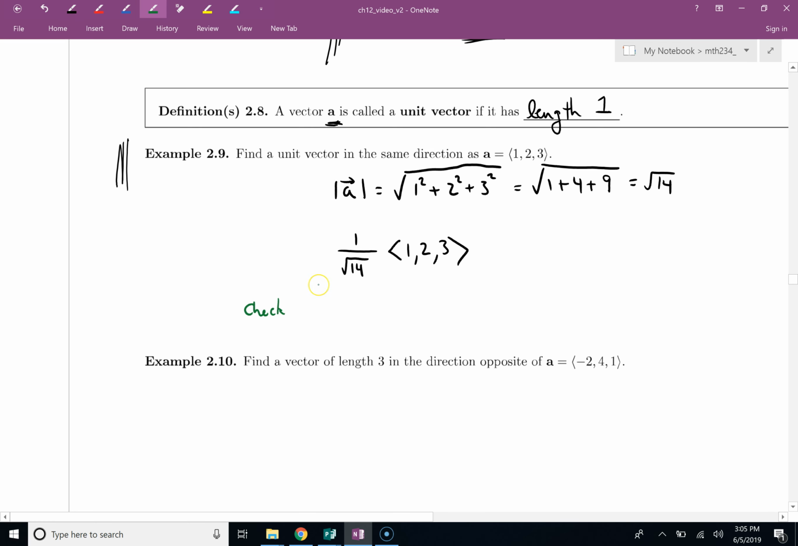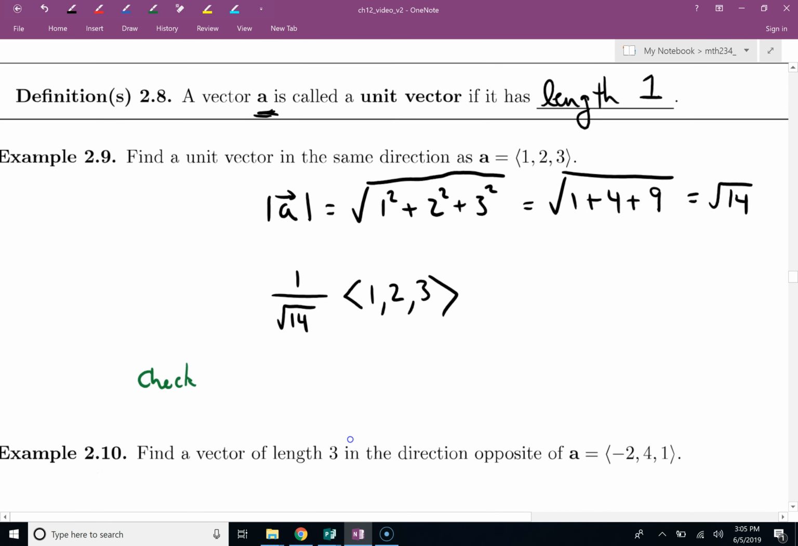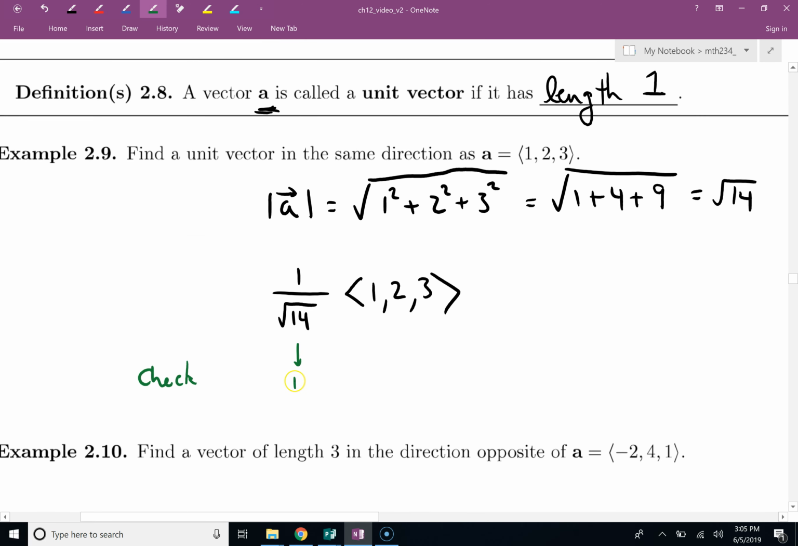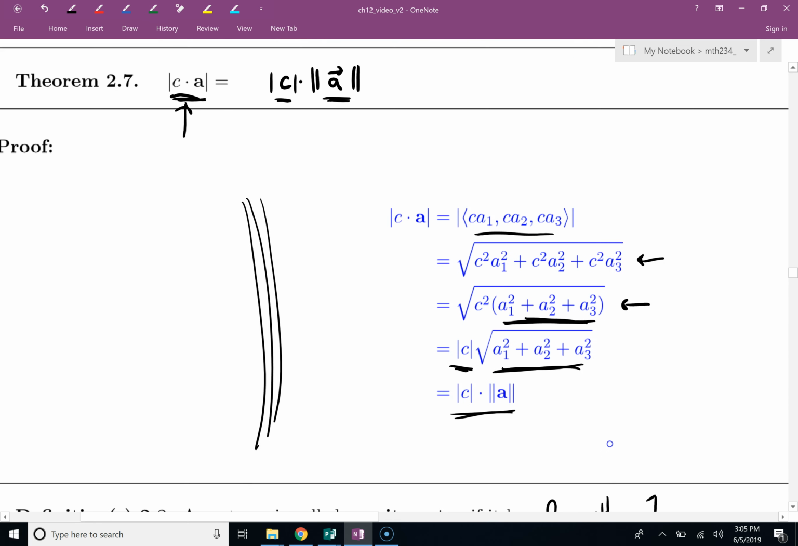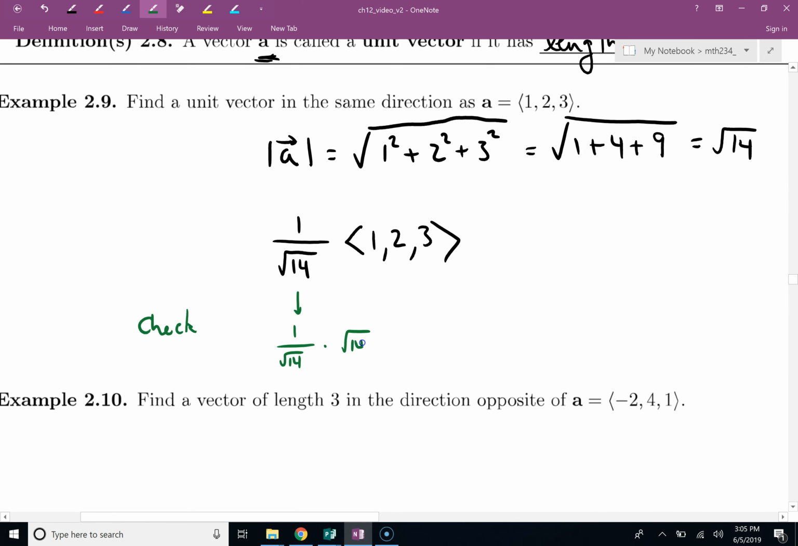So if I was to ask, what is the length of this vector right here? Well, according to our theorem up here, if you want to know the length of some vector multiplied by a scalar, you really just take the absolute value of the scalar. The absolute value of a positive number is just that positive number. Then you multiply by the magnitude of the vector, and we already found that to be root 14. So the magnitude of this vector is going to be 1 divided by root 14 times root 14. So this thing would have length 1.